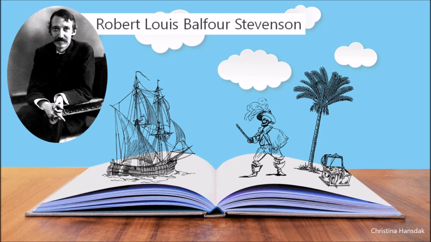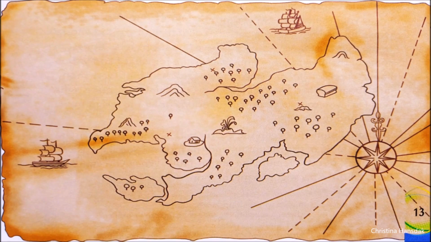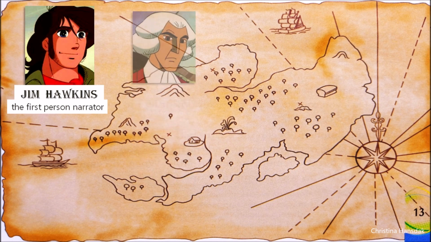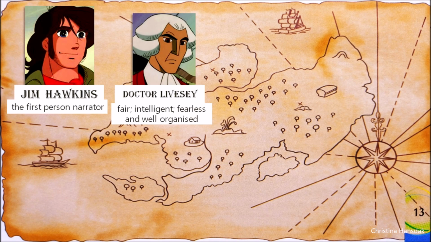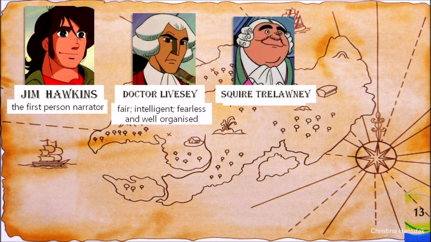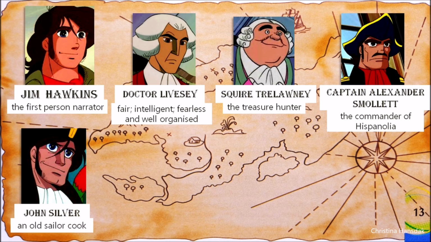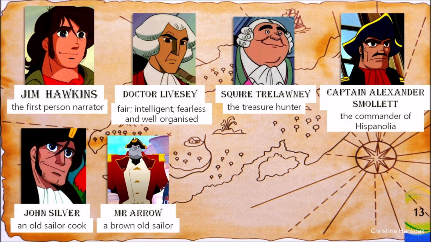Now, let us talk about the characters of the story Powder and Arms, authored by Robert Louis Stevenson. In this story, we have 9 characters. First is Jim Hawkins, who is the first person narrator. Second is Dr. Livesey, who is fair, intelligent, fearless, and well organized. Third is Squire Trelawney, who is the treasure hunter. Fourth is Captain Alexander Smollett, who is the commander of Hispaniola. Fifth is John Silver, who is an old sailor cook. Sixth is Mr. Arrow, who is a brown old sailor.